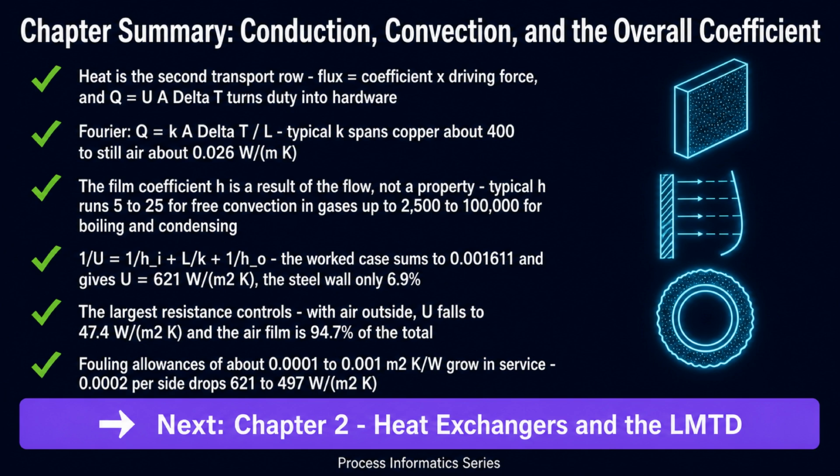With air outside, U falls to 47.4 and the air film is 94.7%. Typical fouling allowances run 0.0001 to 0.001. Adding 0.0002 per side drops 621 to 497. Next chapter, heat exchangers and the log mean temperature difference.